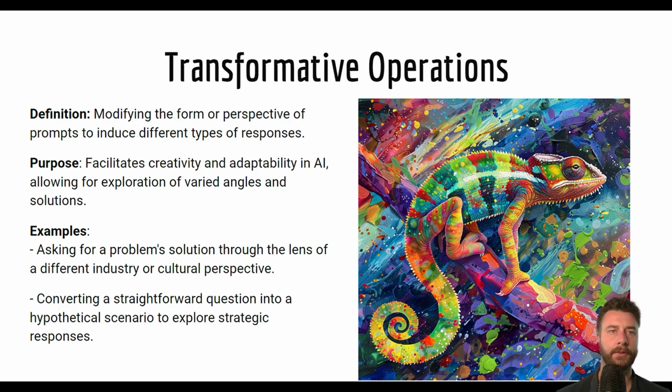Transformative operations modify the form or perspective of prompts to induce a different type of response. They facilitate creativity and adaptability in AI, allowing for the exploration of varied angles and solutions. An example could be asking for a problem solution through the lens of a different industry or cultural perspective, or converting a straightforward question into a hypothetical scenario to explore strategic responses. An example could be red teaming: if we make this decision and we have these parameters, what's the most likely outcome?